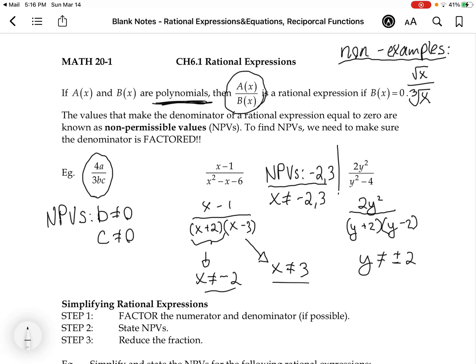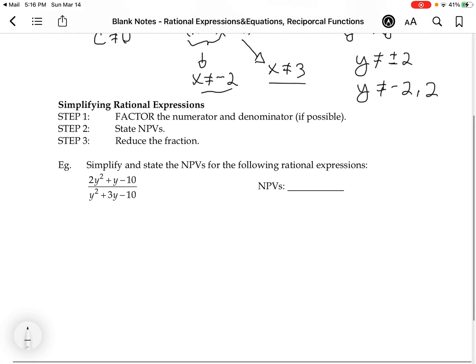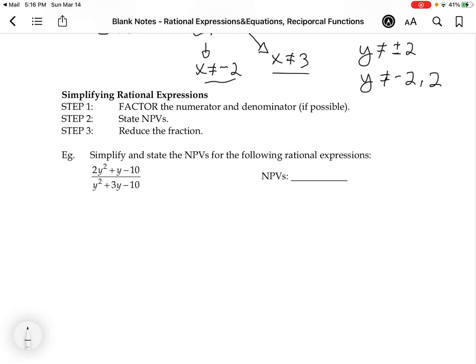Okay, or you could write it as y cannot equal negative 2 or 2. Okay, same thing. So now typically what we like to do with these things is simplify them, just like we simplify fractions. I want to remind you, I'm going to go a little bit off topic here just for a second, of what happens when you simplify fractions.